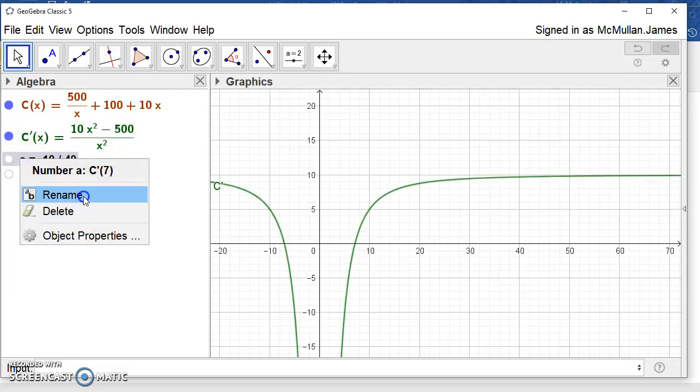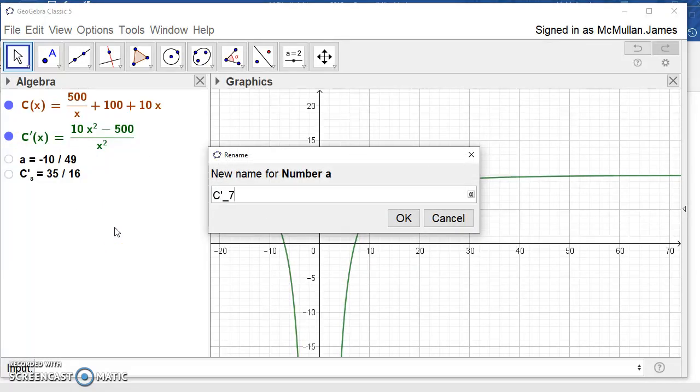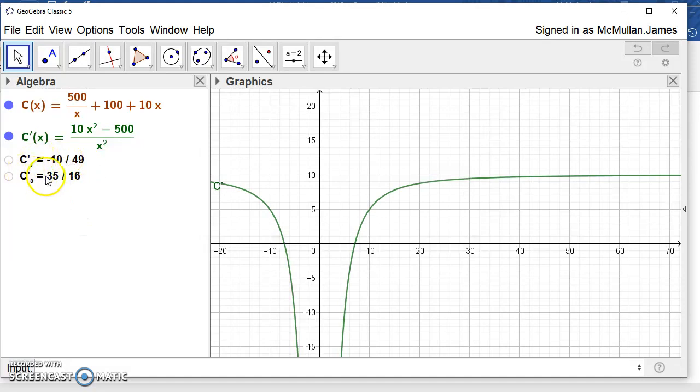Let's just quickly rename this. C prime of 7 is negative. C prime of 8 is positive. Therefore, our value, which remember is square root of 50, so this is our critical point, 7.07, is the number that we suspect should be the minimum. So we check C prime of that, and we get 0. So it's a flat tangent. It goes from decreasing to increasing. We're very confident it's a minimum.